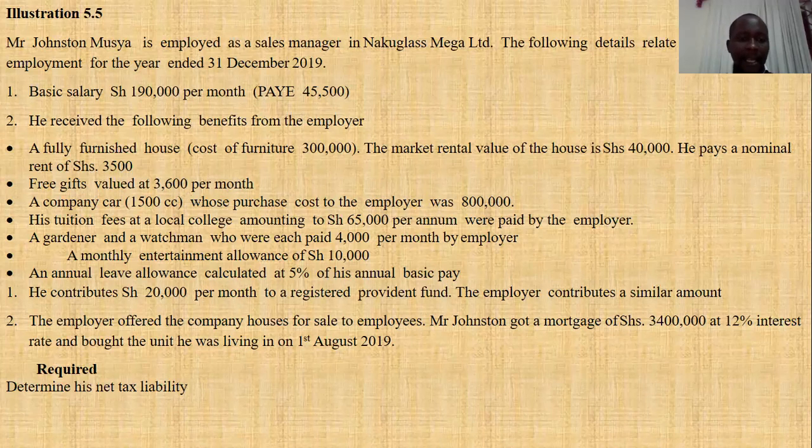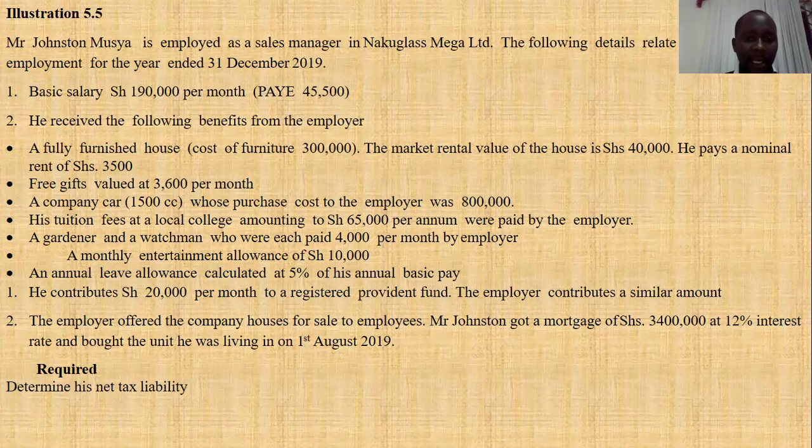Remember that. Watchman, sorry, I'm now on entertainment allowance of 10,000 shillings. By now, you should be having 120,000 because it's 10,000 shillings a month. Per annum would be 120,000. Annual leave allowance, 5% of the basic pay. So that basic pay, we take 5% of it. Annual leave allowance, you know that leave allowance is actually taxable.